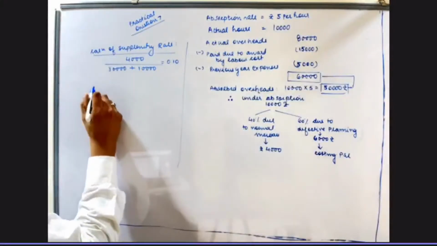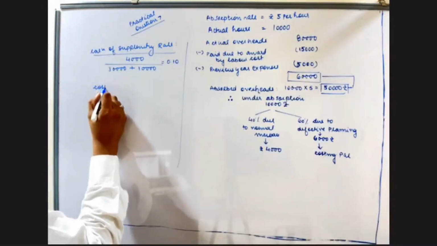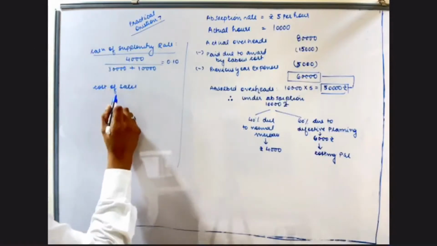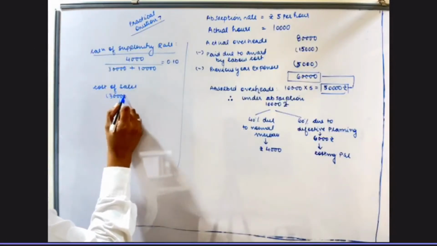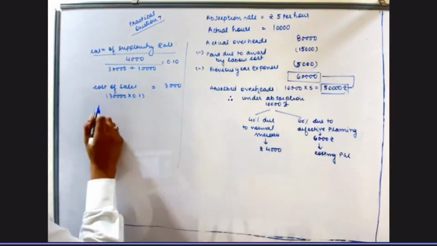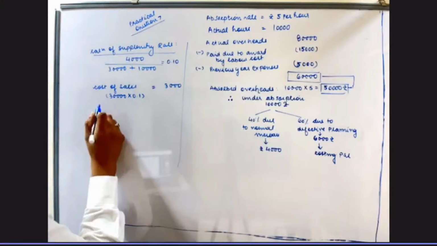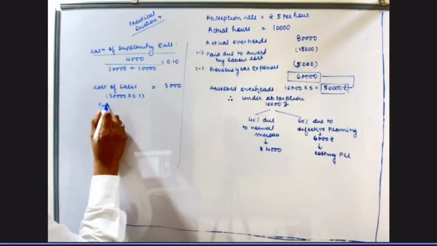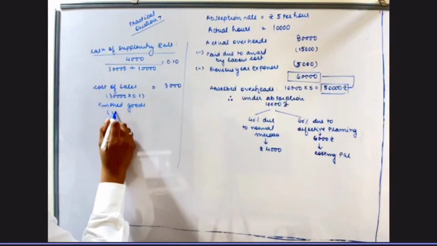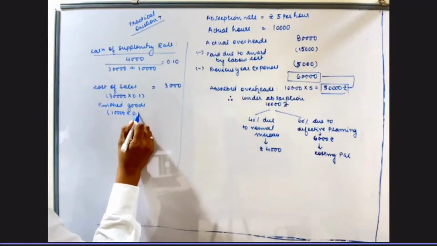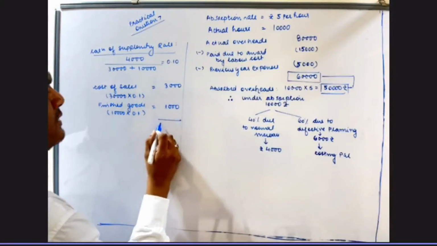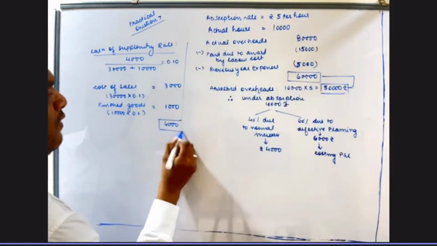When talking about cost of sales, it will be increased by 30,000 into 0.1, that is 3,000, and finished goods will be debited by 10,000 into 0.1, that is 1,000. This is how we will deal with 4,000 rupees.